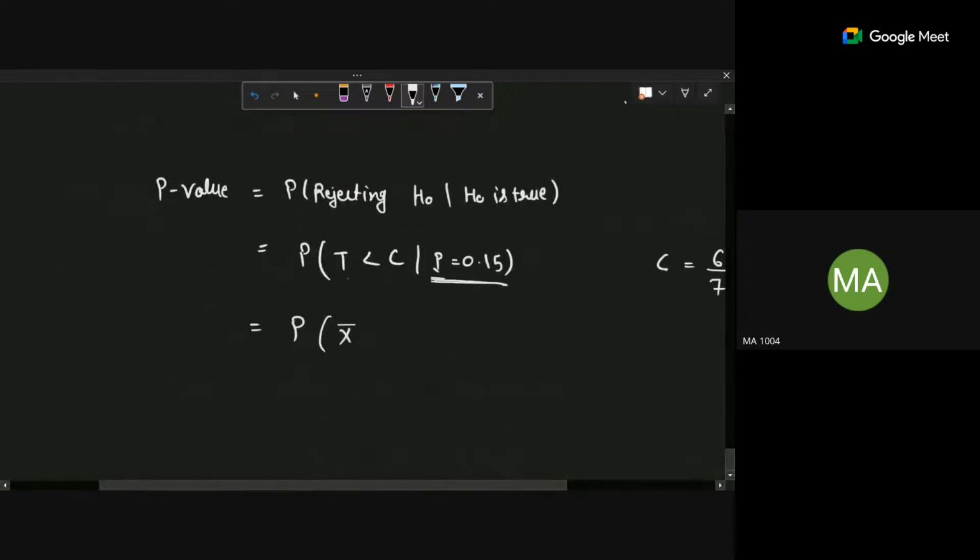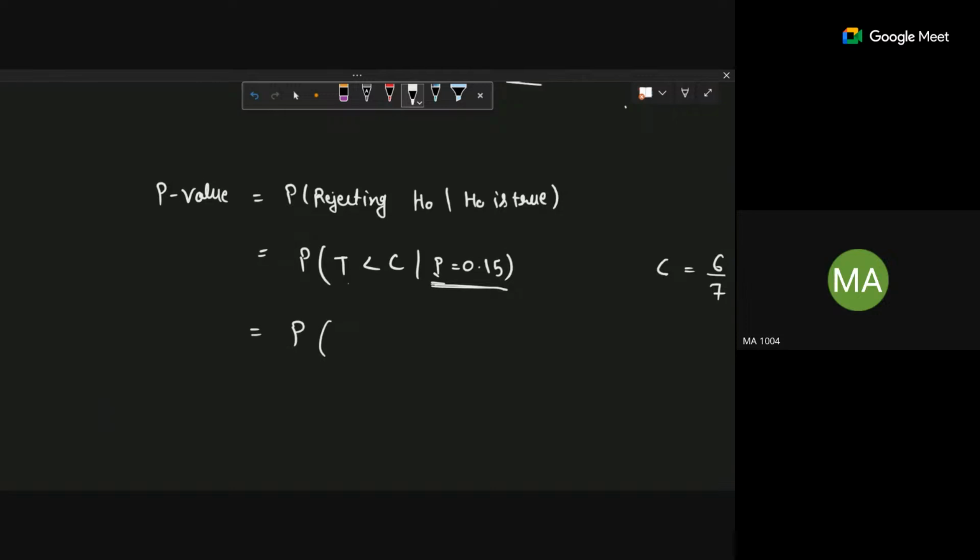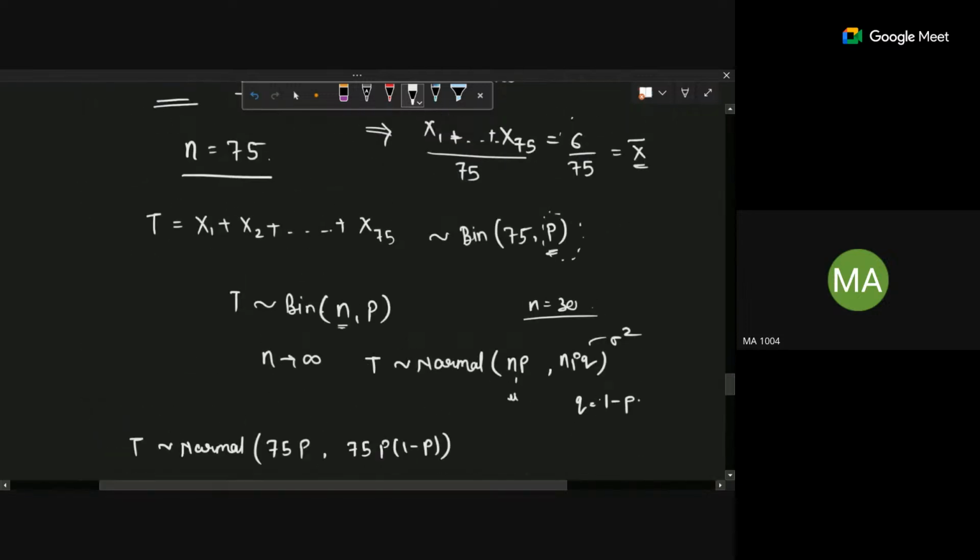Even if you don't know, you will do one thing. Let me just change p there, it will confuse you more. Let's take it as y, the sum of all.